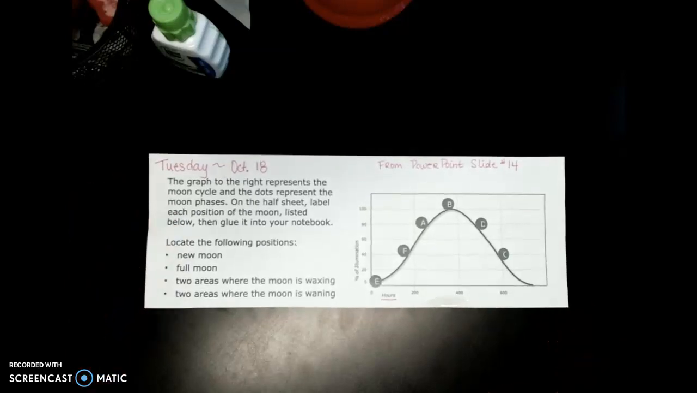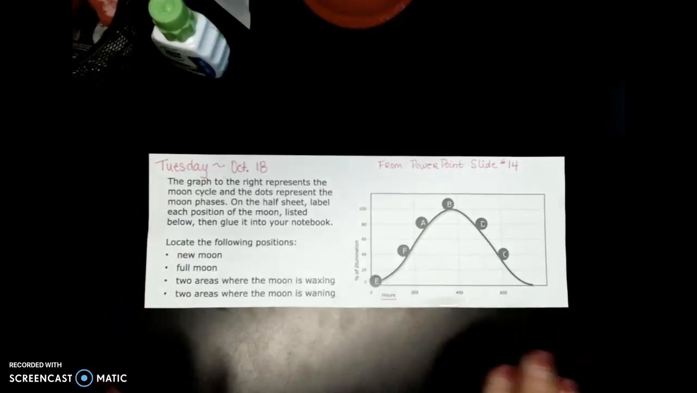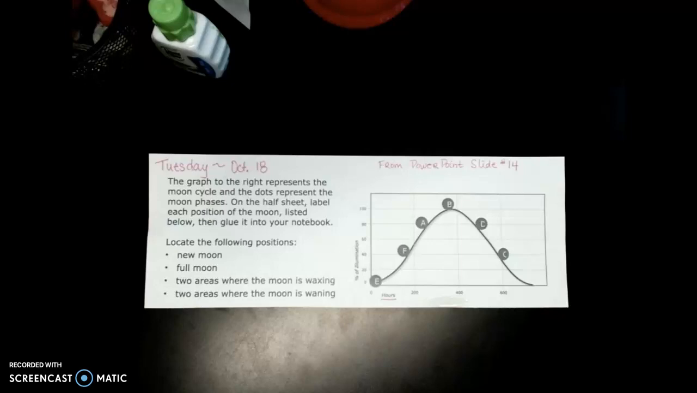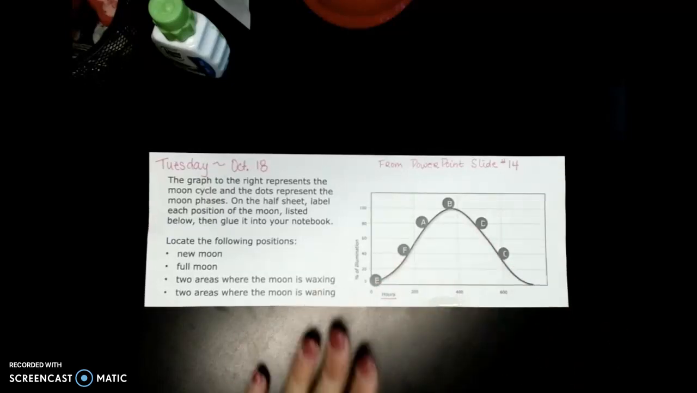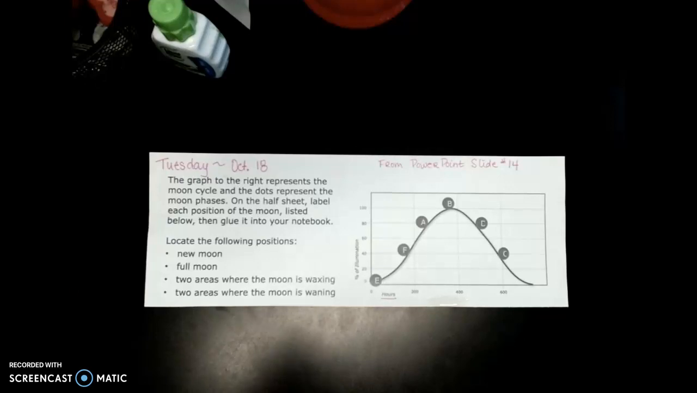Today we're going to start out with filling in this graph. This graph represents moon cycles. The dots on the graph actually represent each moon phase. So we're going to fill it in together through the video, and then you can glue it into your notebook. When we're looking at our graph, the first thing we need to do is make sure we understand what we're looking at.